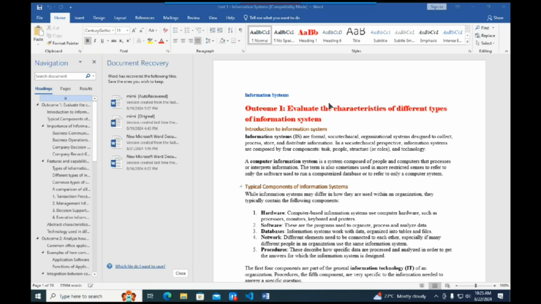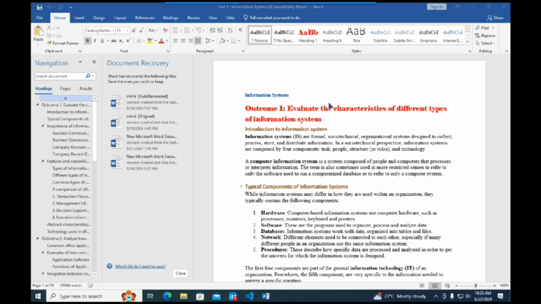Those two terms. So basically, we define information systems as formal, socio-technical, organizational systems that are designed to collect, to process, to store, and distribute information. They are formal. By formal means approved, discussed upon, and approved. They are officially known.